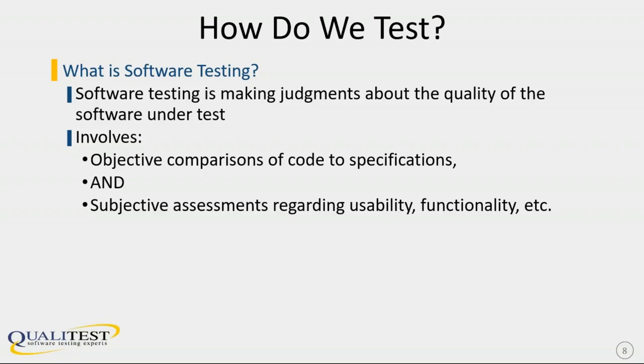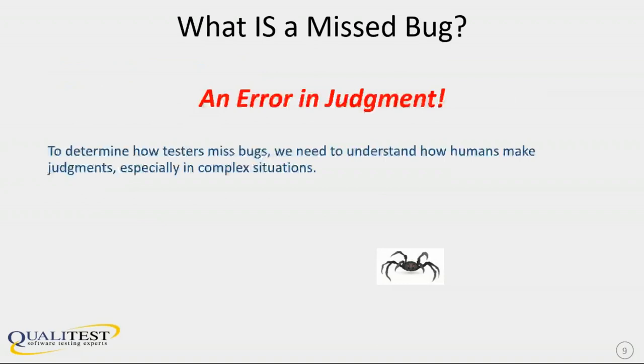So what is software testing? Well, it's basically making judgments about the quality of the software under test. That involves objective comparisons of code to specifications. We do that with our test cases. But it also involves subjective assessments, especially when it comes to usability and functionality. And so what is a missed bug then? It's basically an error in judgment. Has anybody ever thought of it that way?